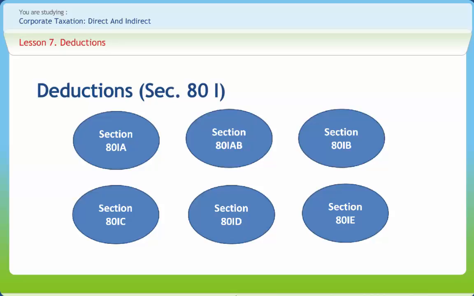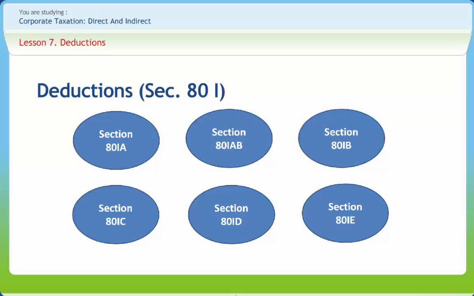80IB gives deduction in respect of profits and gains from certain industrial undertakings other than infrastructure development undertakings, where the gross total income of an assessee includes any profits and gains derived from any business referred to in subsections 3 to 11 and 11A, such business being hereinafter referred to as the eligible business. There shall, in accordance with and subject to the provisions of this section, be allowed, in computing the total income of the assessee, a deduction from such profits and gains of an amount equal to such percentage and for such number of assessment years as specified in this section.